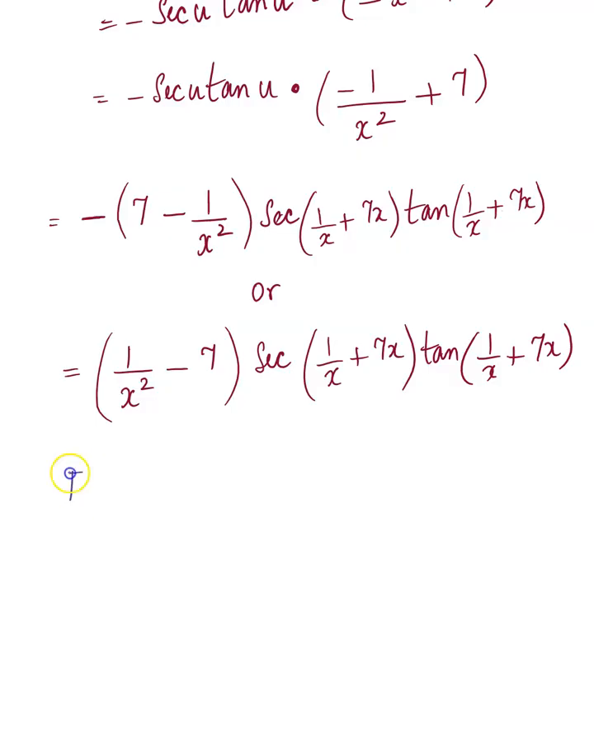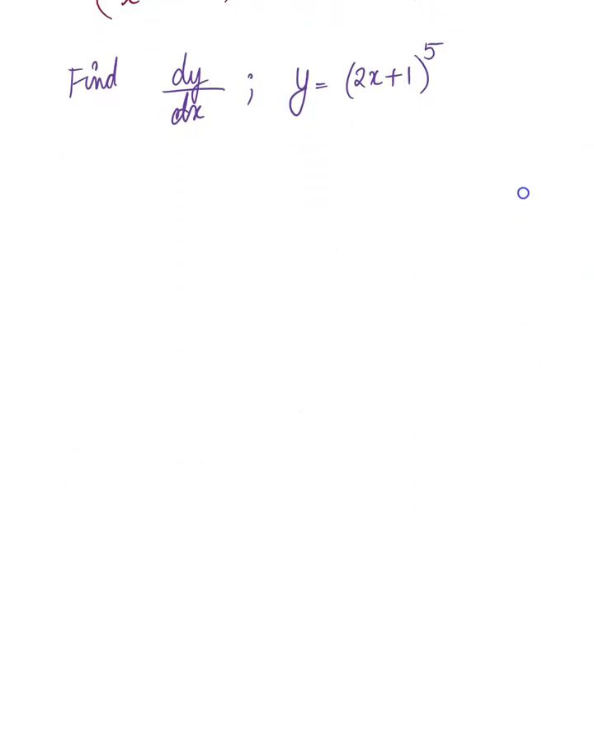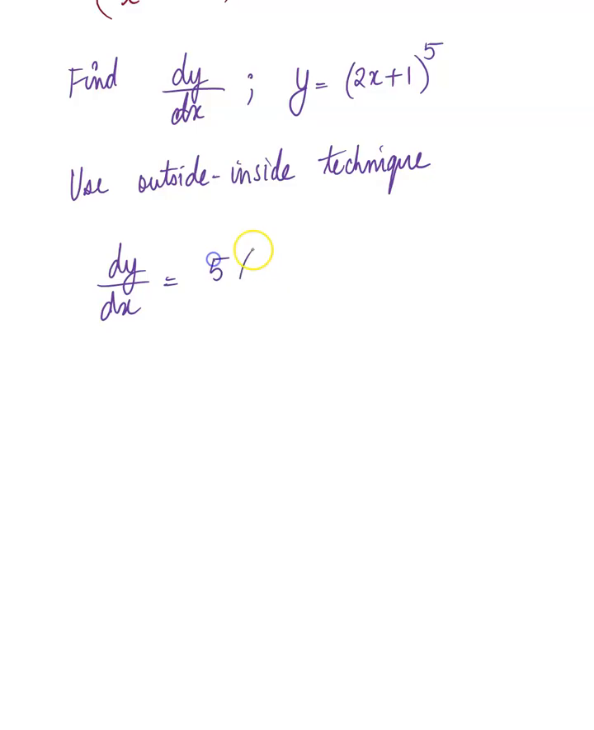Okay, we'll look at another type. Because y is written in terms of x, and in that format it's complicated, you can't directly use the power rule. You use the power chain rule in this case, and so use the outside-inside technique. dy over dx. The outside is the power 5, so 5 times 2x plus 1 to the power 5 minus 1, which is 4, times the inside. The derivative of the inside will be just the 2. 2 plus 0, so it's just the 2.